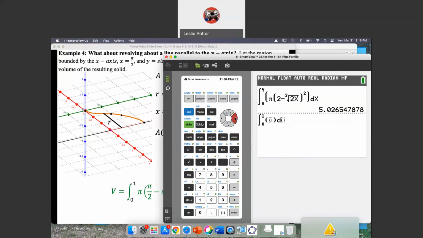0 to 1. There we go. Okay, so I've got to enter a pi. And again, you have to be careful of these brackets here. I need a bracket here, so parentheses, and then I need pi divided by 2.